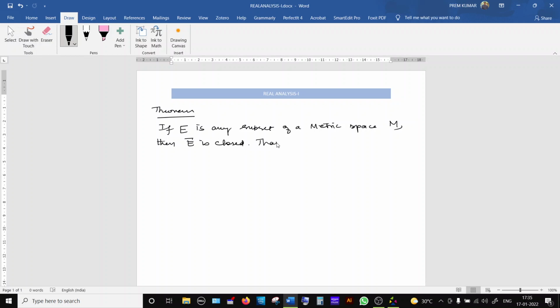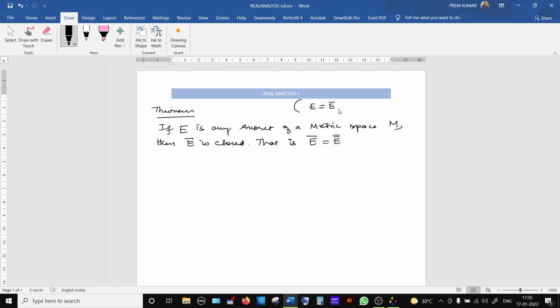That is, the closure of the set itself is a closed set. We have to prove this. The closure of the set itself is closed. So when we say that a set E is closed, we have to show that the given set E must contain all its limit points.